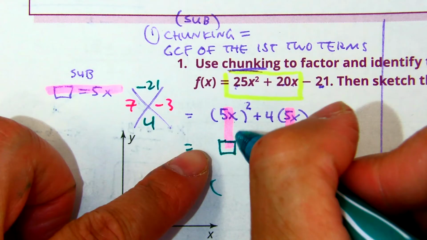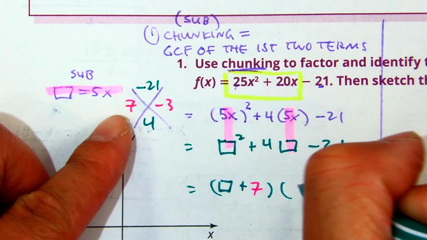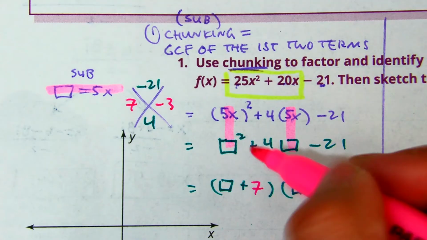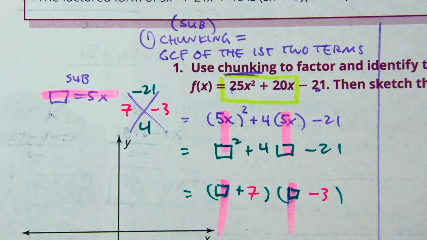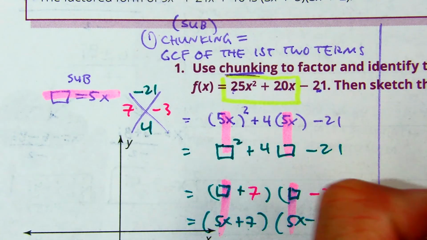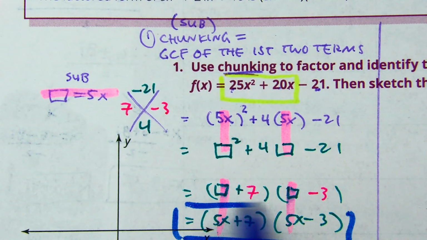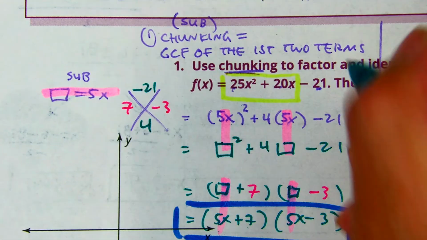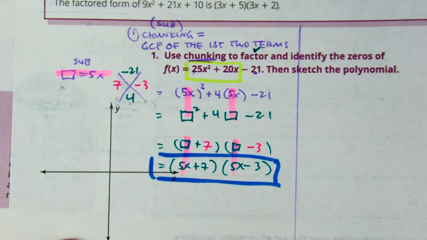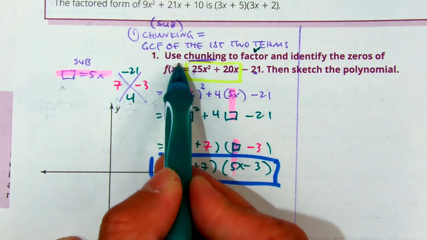So I have box, 7 is positive, times box minus 3. Class, what is the box equal to? 5x. So my answer is 5x plus 7, 5x minus 3. Here we just factored. Now, this is not the complete problem, but I just wanted to box that because we completed a part, we factored. Use chunking to factor. So chunking is basically a substitution or a greatest common factor of the first two terms.